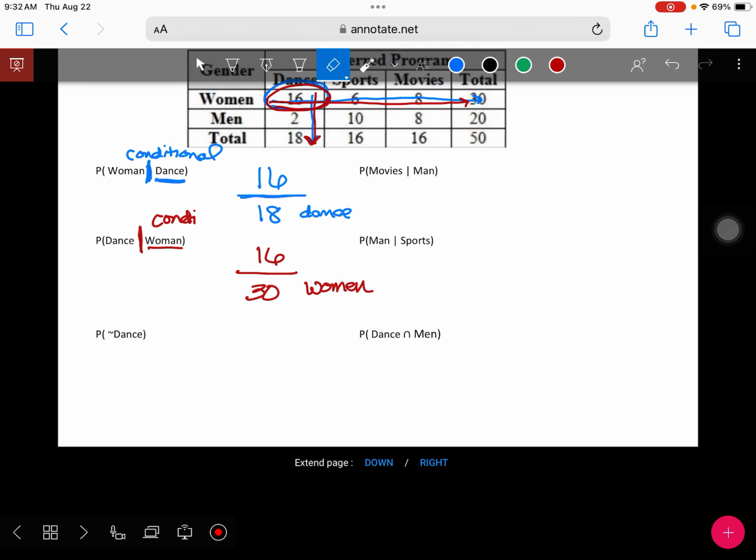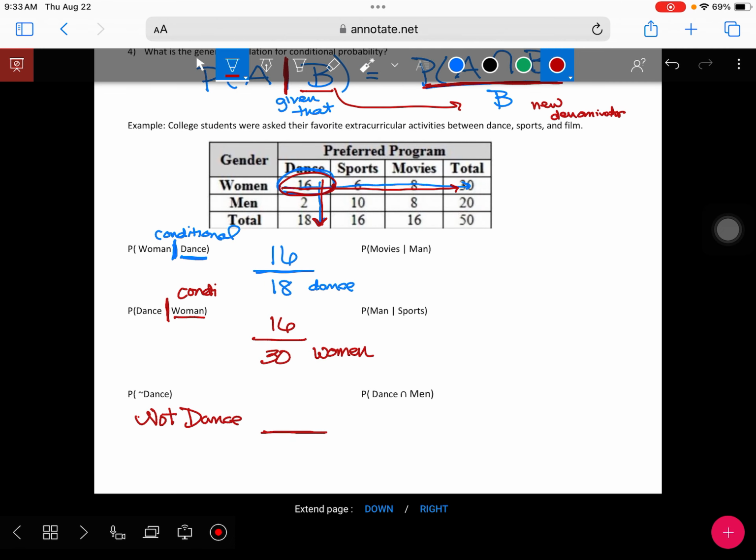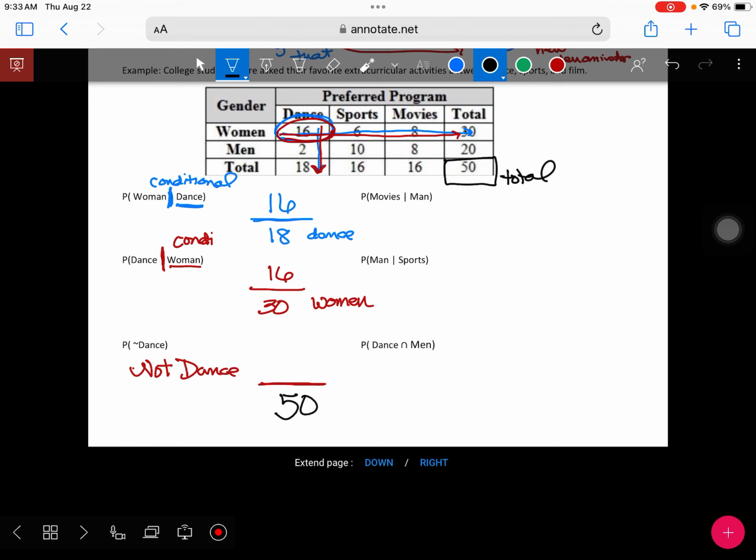Okay? Now, the probability of the next one. What does that little squiggly symbol mean? Not dance. Is this a conditional? Do you see a vertical line there? No, it's regular probability. So what is my bottom denominator going to be if it's regular probability? 50. Yes, that total. So this one goes over 50. We know that. And if I'm looking for not dance, first of all, I want to know what's the probability that someone does like to dance.